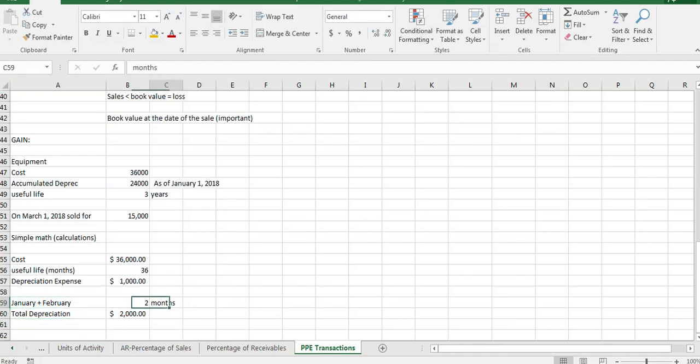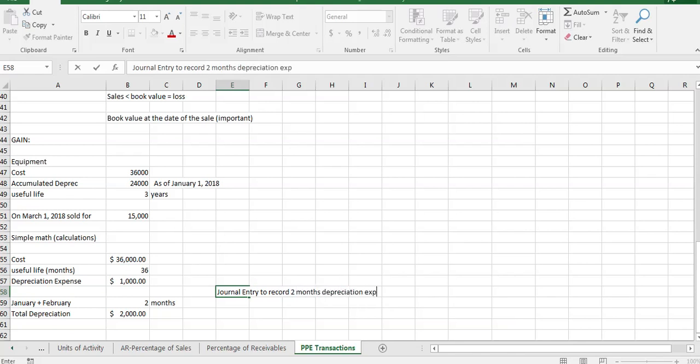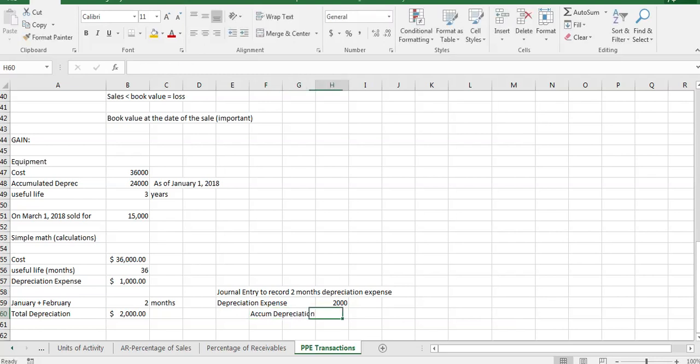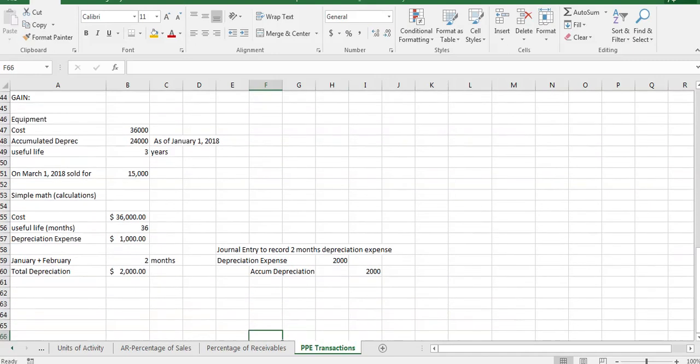So the journal entry will look very simple, the one that you already know: depreciation expense 2,000 on the debit side, and accumulated depreciation 2,000 on the credit side. Remember, the depreciation expense is an expense, and it will be in the income statement. The accumulated depreciation is a contra asset, on the non-current side of the fixed asset; it will be a decreasing number on the equipment, PP&E. So we have already set up the accumulated depreciation.